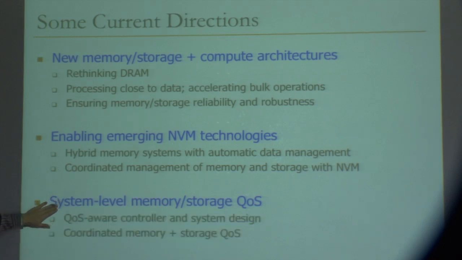And finally, system-level memory and storage quality of service. And again, I put them together, memory and storage. How do you design quality of service-aware controllers and systems? And how do you coordinate the memory and storage quality of service? Because memory and storage are becoming much closer. It's not enough to provide quality of service in memory, but maybe we can look at the memory and storage system together and provide quality of service in both. So it's really caches, interconnects, memory controllers, memory, and storage itself. Those are the big shared resources, if you will, between cores.